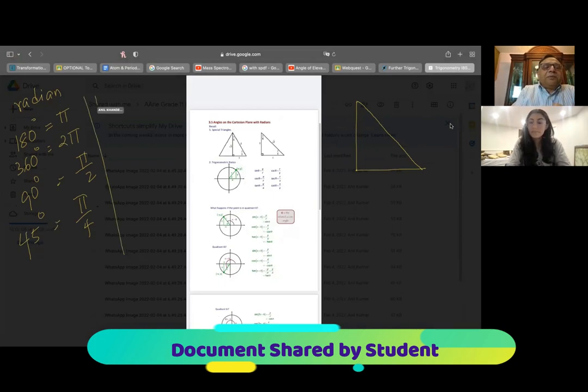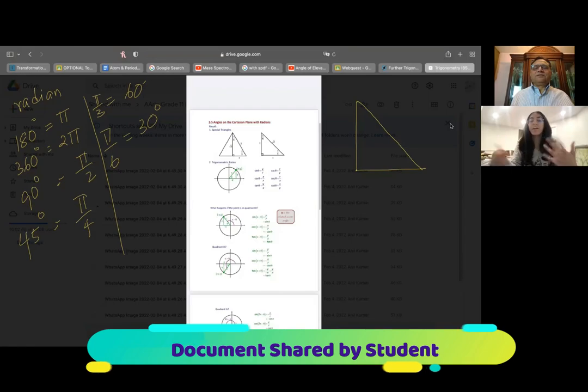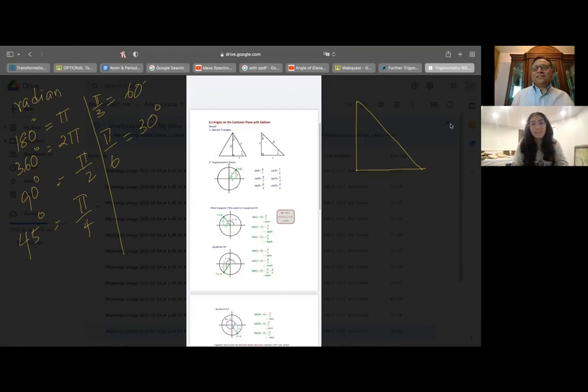If I divide pi by 3, then we have to divide 180 by 3. You get 60 degrees, correct? And half of this is pi by 6, which is 30 degrees. Does it make sense to you? If pi equals 180, then whatever your denominator is, you're just dividing 180 by that. That makes so much more sense. So easy. Do you see that?